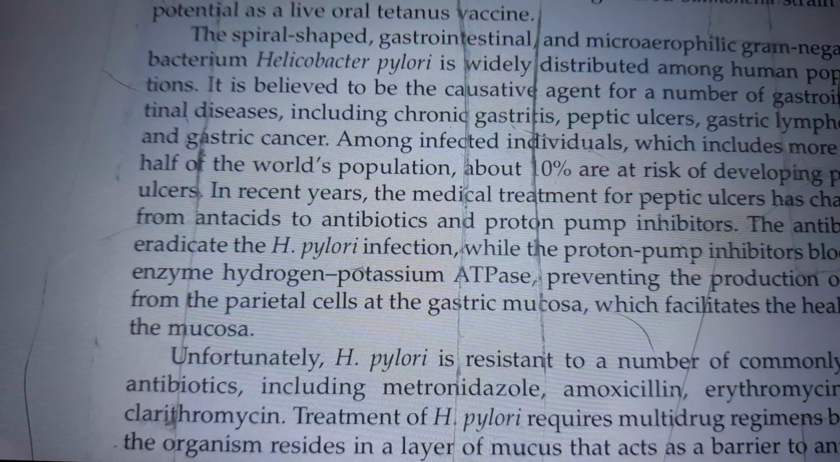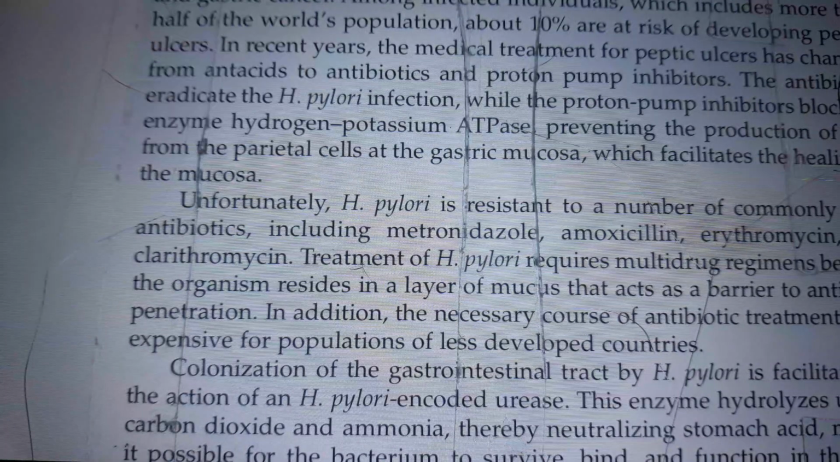The spiral-shaped, microaerophilic gram-negative gastrointestinal bacterium Helicobacter pylori is widely distributed among human populations. It is believed to be the causative agent for a number of gastrointestinal diseases, including chronic gastritis, peptic ulcers, gastric lymphoma, and gastric cancer. Among infected individuals, which includes more than half of the world's population, about 10% are at risk of developing peptic ulcers.